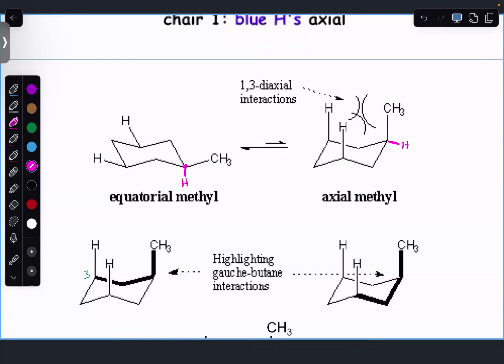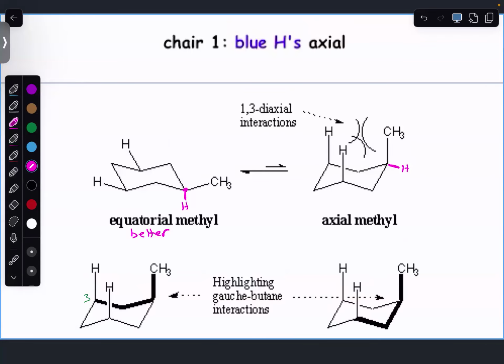Now, it turns out that once you start incorporating substituents on these rings, equatorial and axial is not of equal energy. It is much better to have your larger groups equatorial than axial. And that's because instead of picturing this as just a CH3, think about what that CH3 really is. It's carbon that has those H's bonded to it.